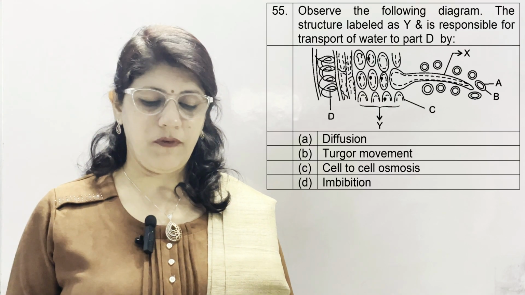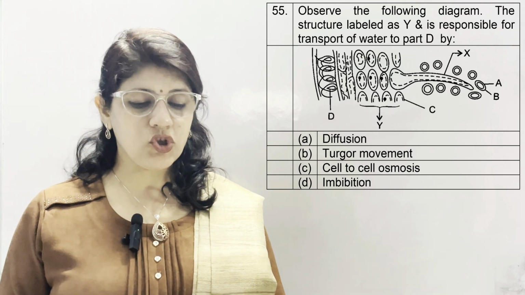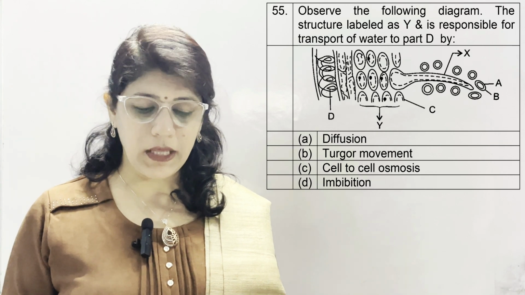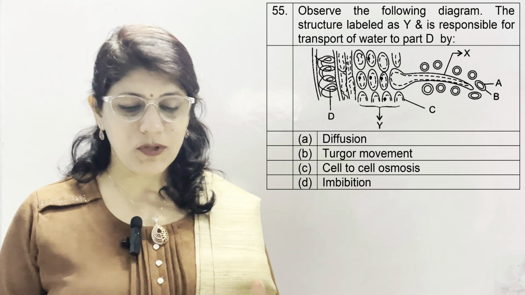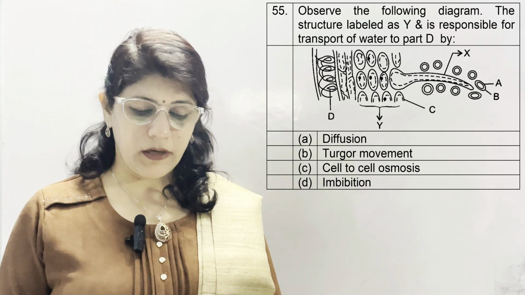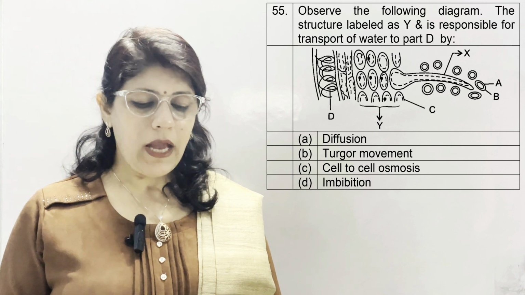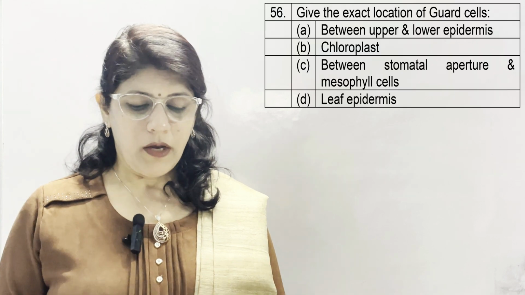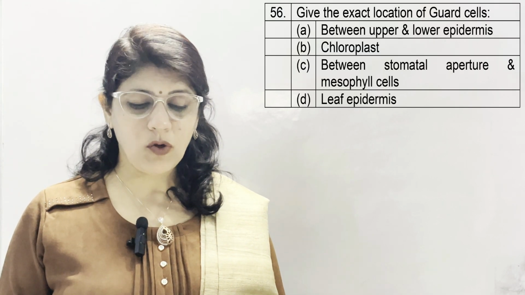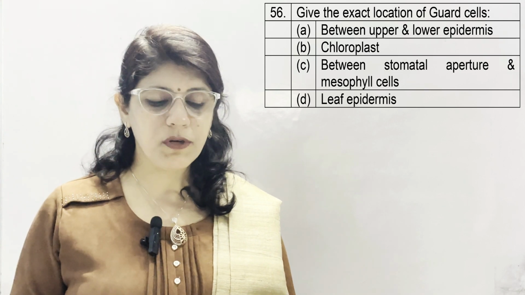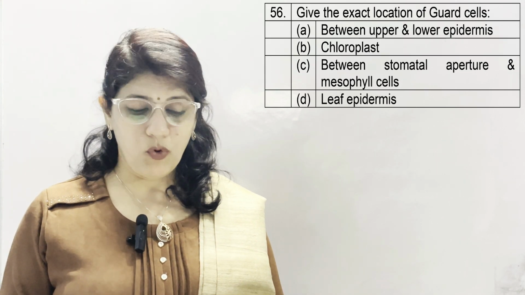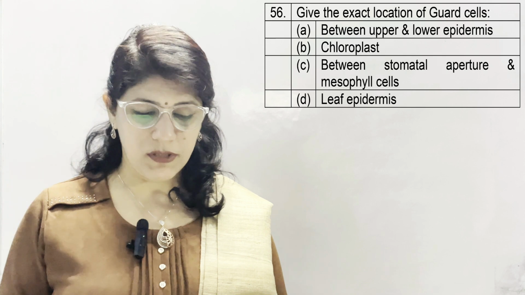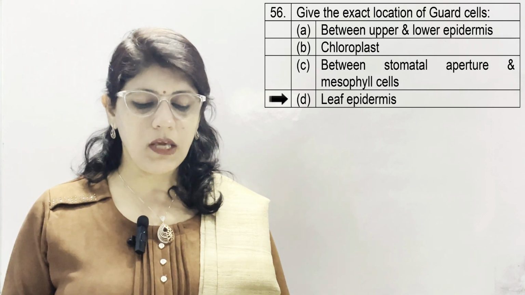In question number 55, observe the following diagram. The structure labeled as Y is responsible for transport of water to part D by. You have to name the process. A option is diffusion, B turgor movement, C cell to cell osmosis, and D imbibition. And the correct option is cell to cell osmosis. In question number 56, give the exact location of guard cells. A option between upper and lower epidermis, B chloroplast, C between stomatal aperture and mesophyll cell, and D leaf epidermis. And the correct option is D, which is leaf epidermis.